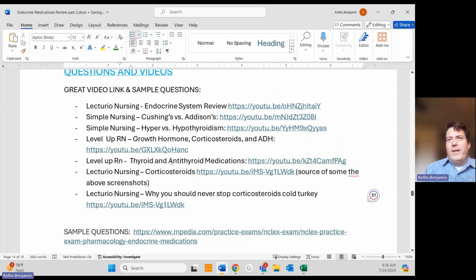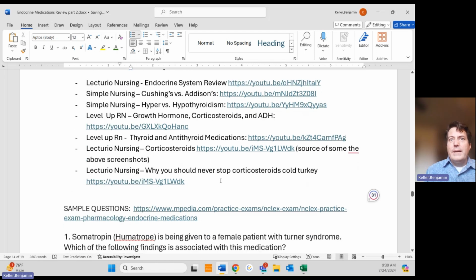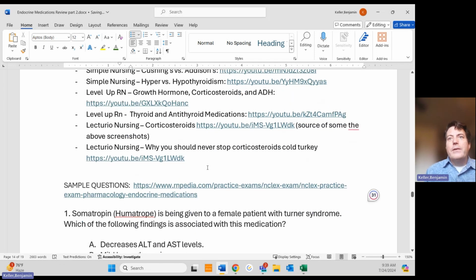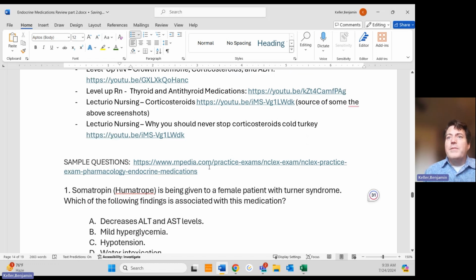Level Up RN also has one on thyroid and anti-thyroid medications to know. Lecturio Nursing has a good one on corticosteroids, and that's where I took a number of those screenshots, that and Simple Nursing. Lecturio Nursing also has a quick one on why you should never stop corticosteroids cold turkey. If you pick up anything, I want you to remember that, because you will see test questions on that all the time.